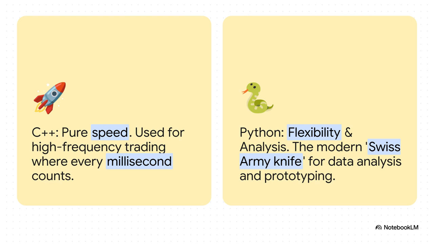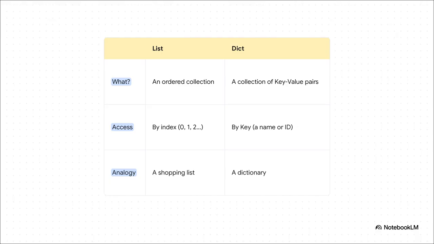Then you have Python. Python is the modern Swiss Army knife. It's not as fast, but it is incredibly flexible. With amazing tools like Pandas and NumPy, it's become the absolute go-to for data analysis, testing strategies, and building new models quickly. Now, just to give you a feel for it, let's look at a super basic concept in Python.